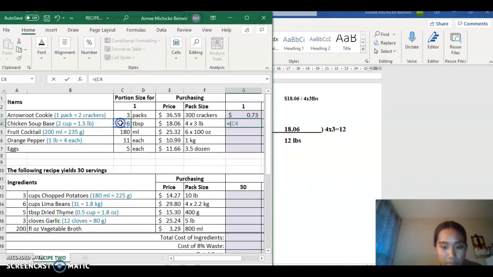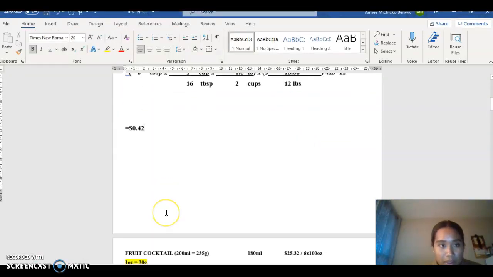So 6 tablespoons divided by 16 multiplied by 0.5 divided by 2, close bracket, and then the price of $18.06 divided by 12, close bracket. That gives us 42 cents as well. The same as our calculation.